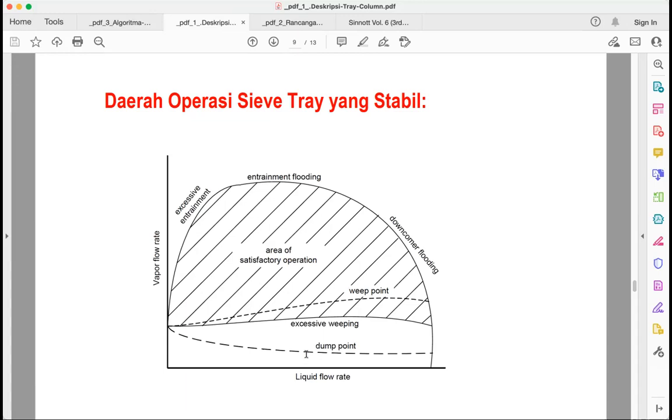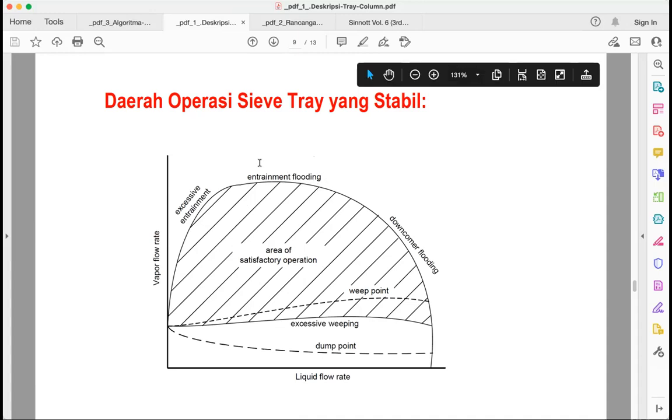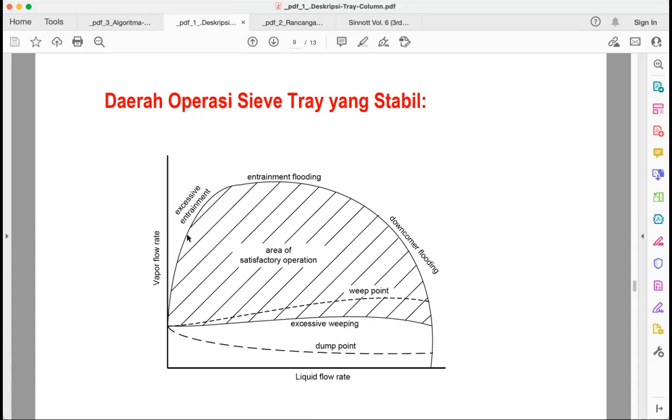Okay, and then if we have very high vapor and also quite a large liquid rate, what happens is we have entrainment flooding, or it gets carried over, flooding from bottom to top. So the liquid will go up there and be carried upward. Of course, we don't want entrainment flooding, so excessive entrainment and entrainment flooding will be the border of our design, because we don't want this to happen.